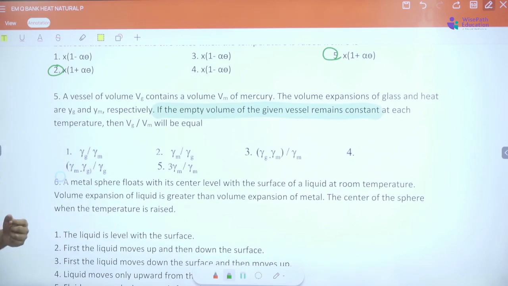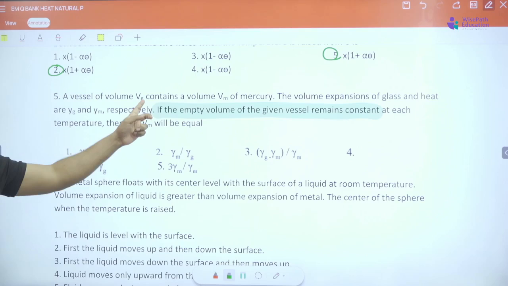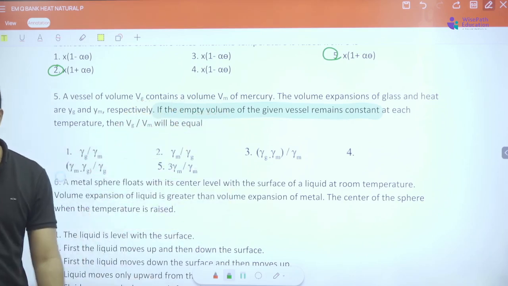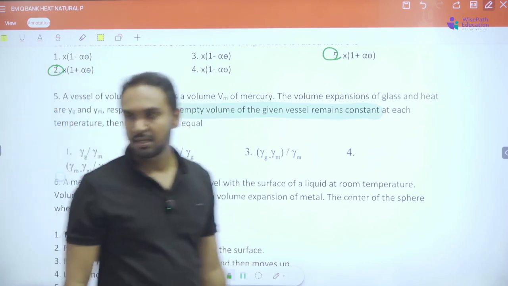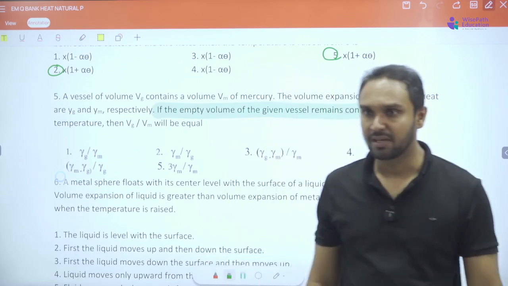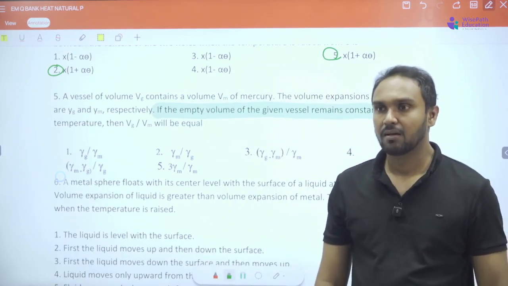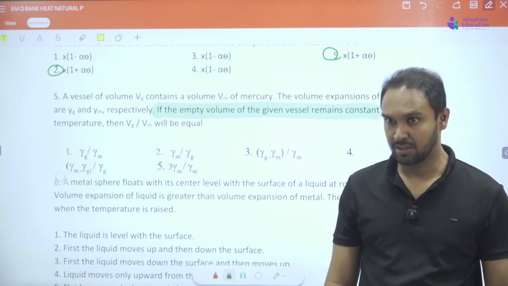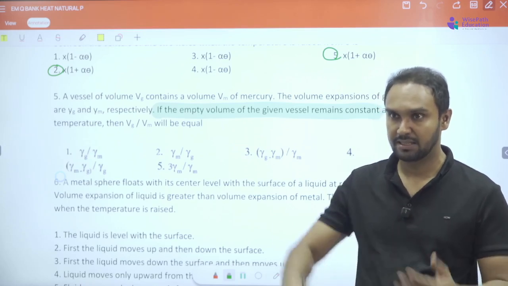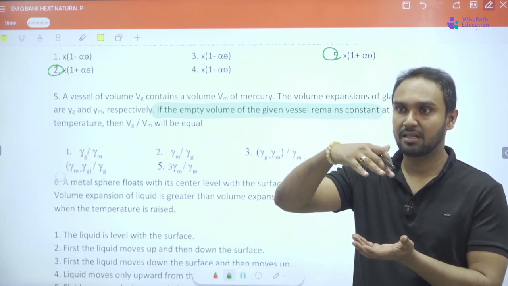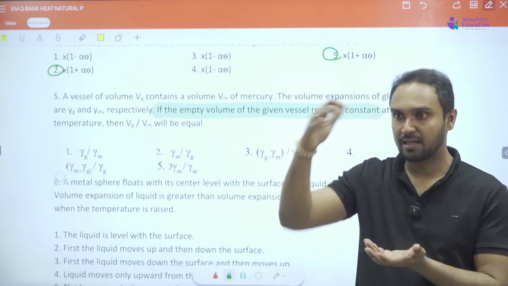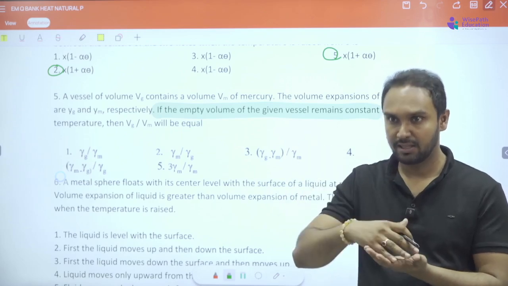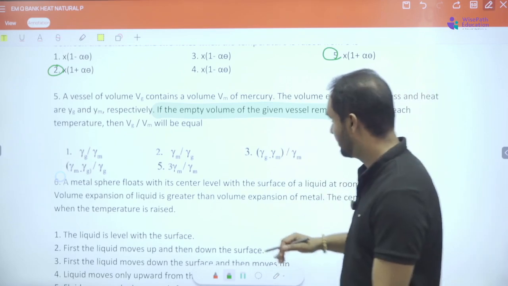So there are two materials, the vessel and the volume of mercury. Two materials are there and they will expand differently, right? But the question is asking to keep the remaining space constant, which means, let's say there's a remaining space between the vessel and the volume of mercury. There's a volume of mercury like this one. I'll draw it.